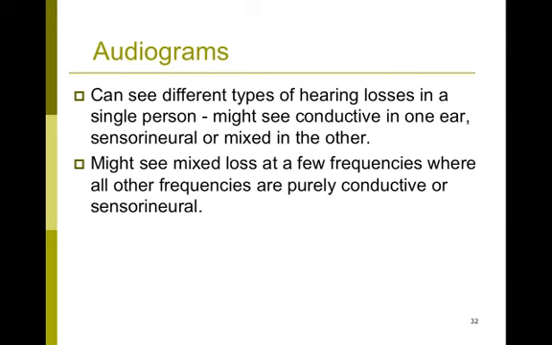So not necessarily will you see the same type of hearing loss in both ears. In the previous scenario, we talked about an elderly individual having an ear infection. It could be that his ear infection is only in one ear. So this person might have a sensorineural hearing loss in one ear while having a mixed hearing loss in the other ear.